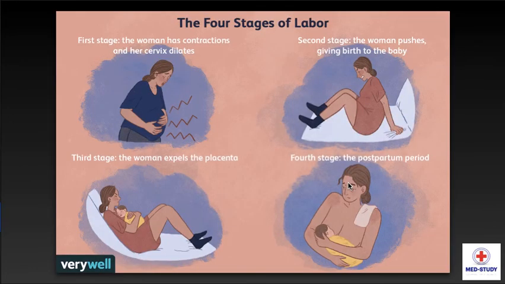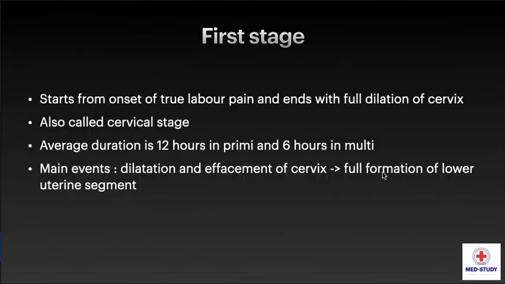Now stages of labor. There are 4 stages of labor. First stage, where the woman has contractions and her cervix dilates. Second stage, where the woman pushes, giving birth to the baby. Third stage, the woman expels the placenta. And fourth stage is the postpartum period or stage of observation.